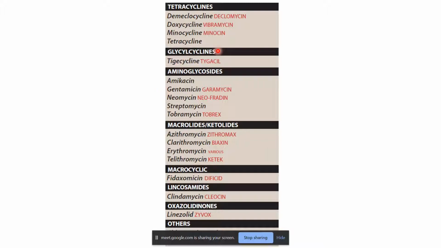Also, the new groups include glycylcyclines and lincosamides and oxazolidinones. So these are new ones. And also, chloramphenicol is chemically different from all these, but still has the same mechanism of action. And also, quinupristin and dalfopristin are a combination of drugs with the same mechanism.